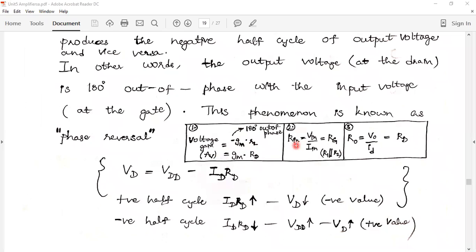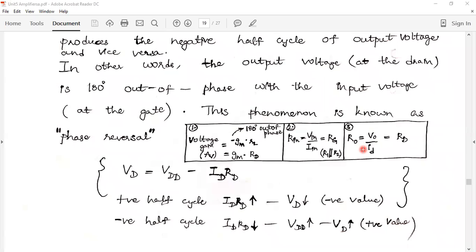And the input resistance Ri is equal to Vi by Ii, Vi by Ii, that is equal to Rg. I can replace it with Rg here, that is the gate resistance. Whatever resistance is at the gate, I take it as the input resistance.